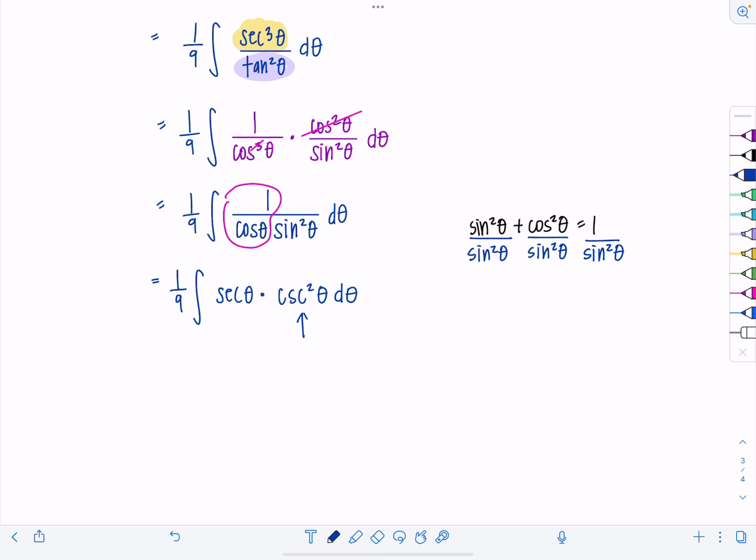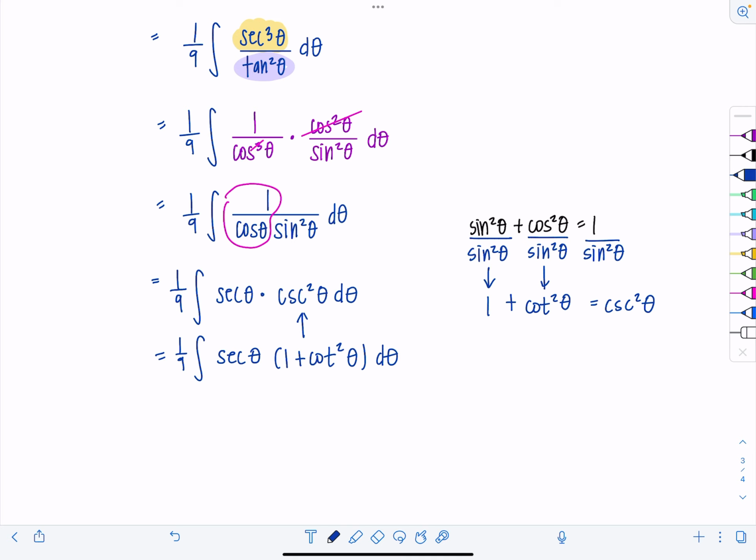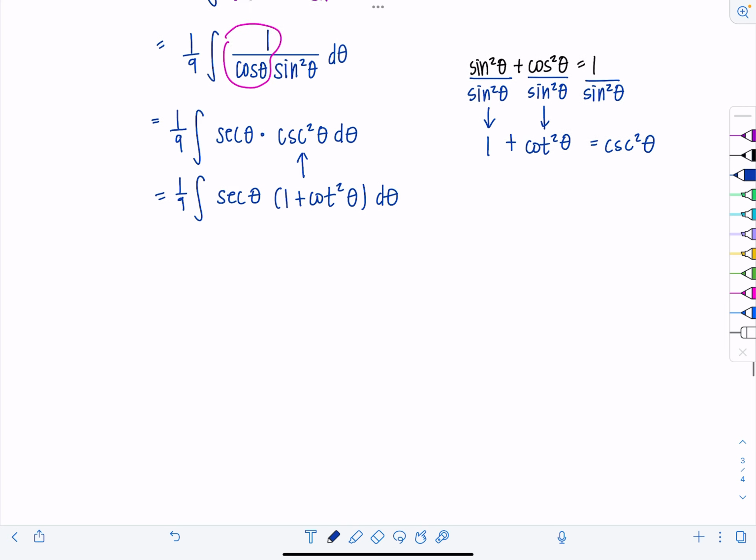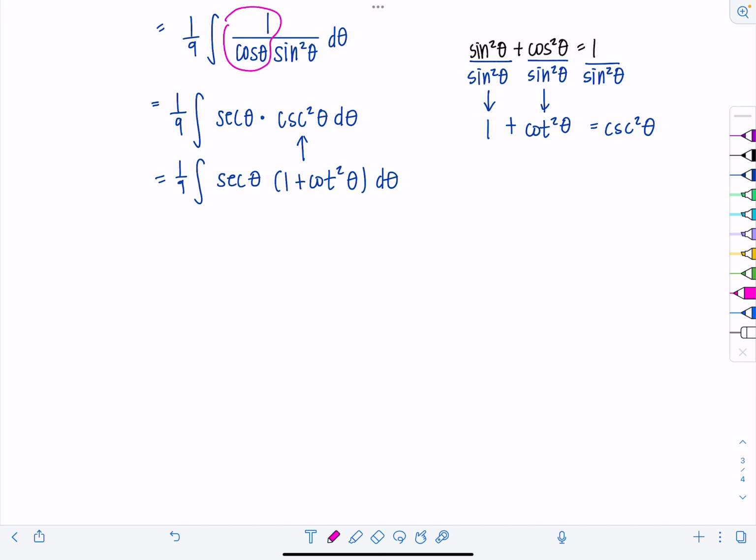All right, and then notice we have 1 plus cotangent squared theta is equal to cosecant squared theta. So I'm going to go ahead and replace cosecant squared theta with 1 plus cotangent squared theta. And then we've still got that secant theta and the 1/9 all hanging out. Can we do anything now? We're going to distribute the secant theta and split this into 2 integrals, all right?